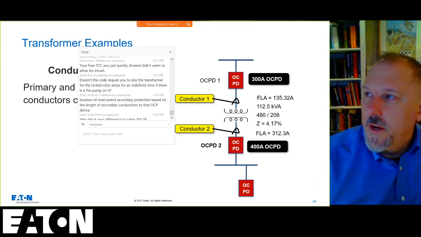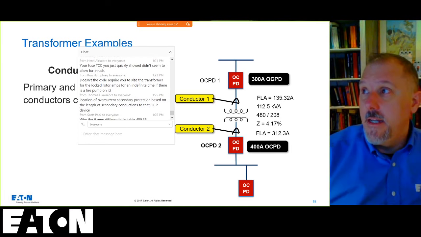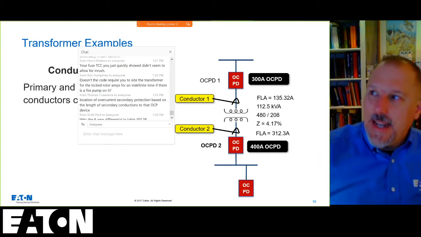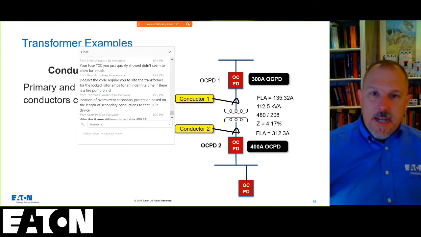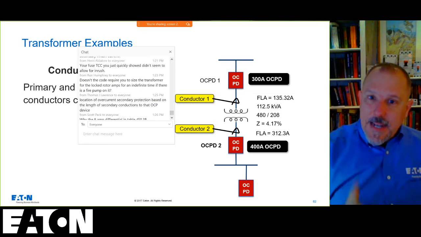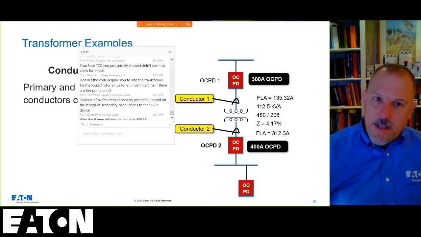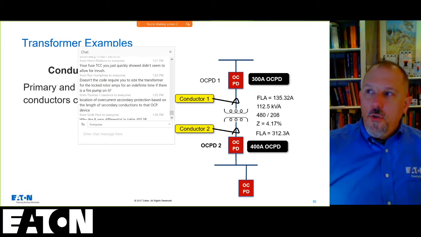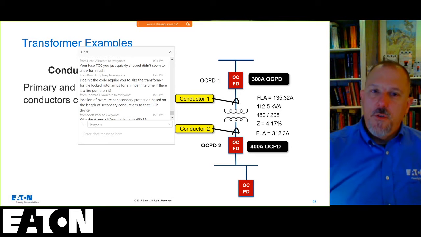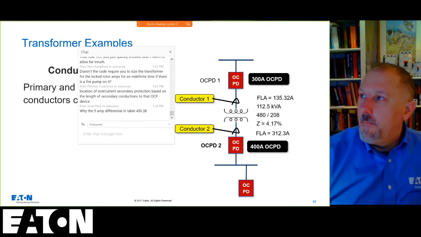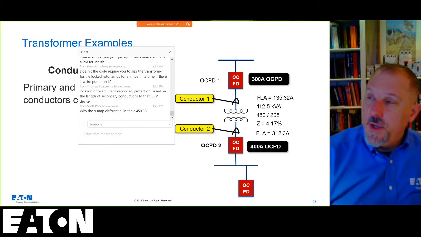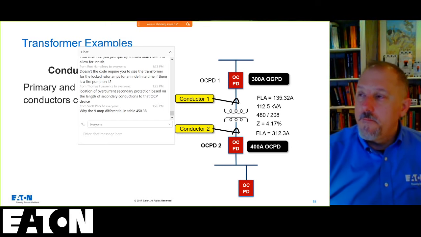Didn't seem to allow for inrush. Yes, it did allow. You might have seen the secondary fuse on the time current curve. Remember, the secondary fuse doesn't have to worry about the inrush on the primary, so you may have seen the fuse on the secondary. But all of my examples did permit the inrush current.